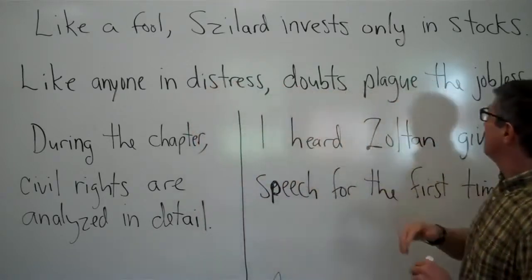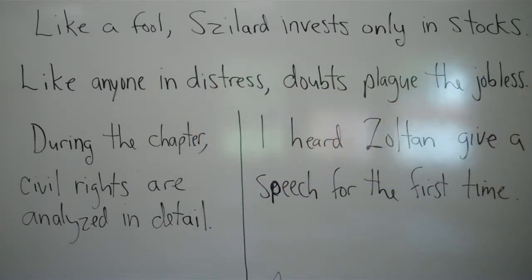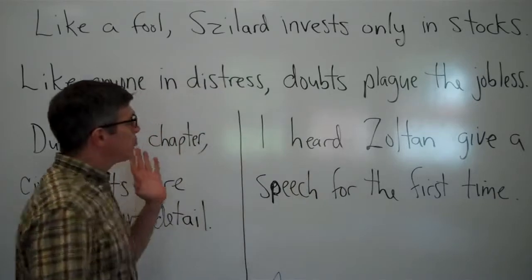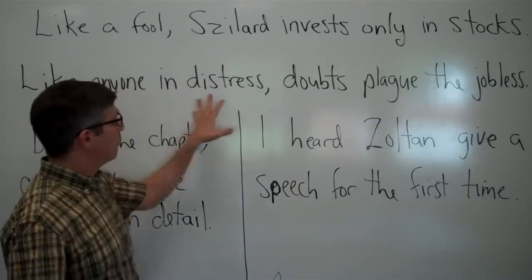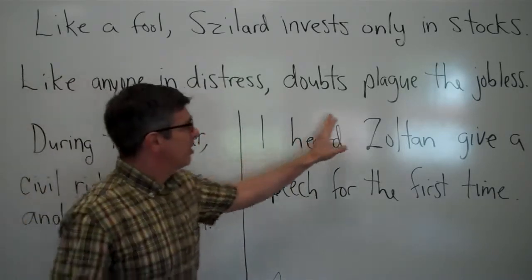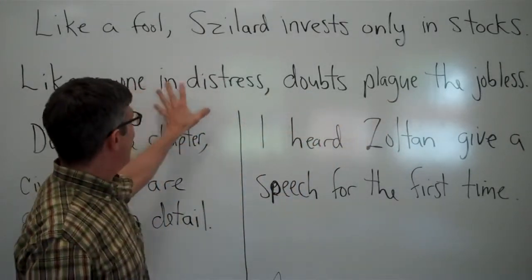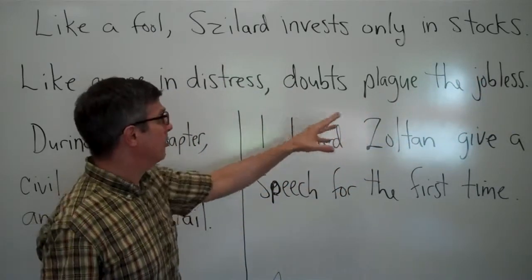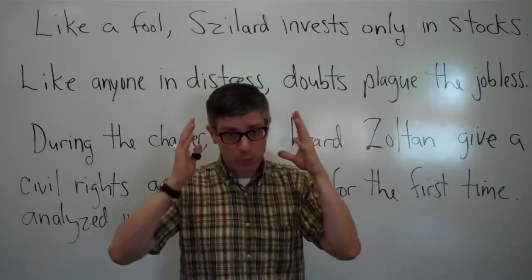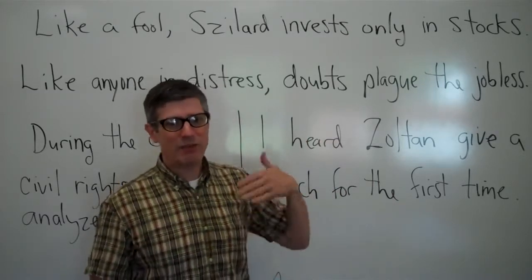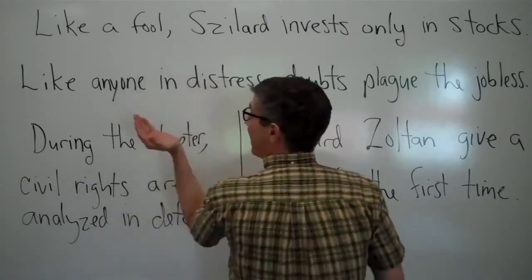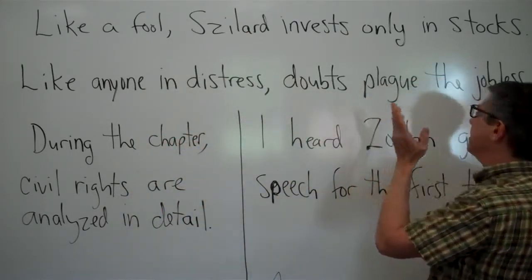Now this next sentence: Like anyone in distress, doubts plague the jobless. Now, it's pretty clear what's in the author's mind here. That is that the people, anyone in distress, that's like the jobless. So the jobless are like anyone in distress. That's what is in the author's mind there. And so the author has written, like anyone in distress, doubts plague the jobless.